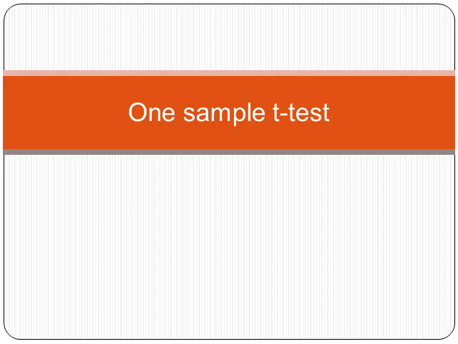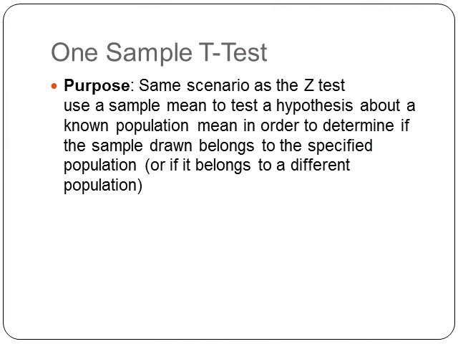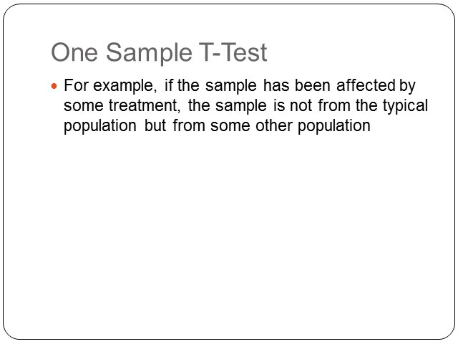One sample t-test is going to be very similar to our one sample z-test. In our one sample t-test, we do the same thing as the one sample z. We have the same scenario, but this time we know the population mean, but we do not know the population standard deviation. So for example, if the sample has been affected by some treatment, just like before, then the sample should be different than the population. So we want to compare those two.